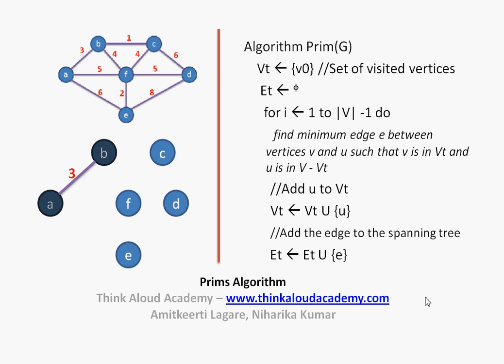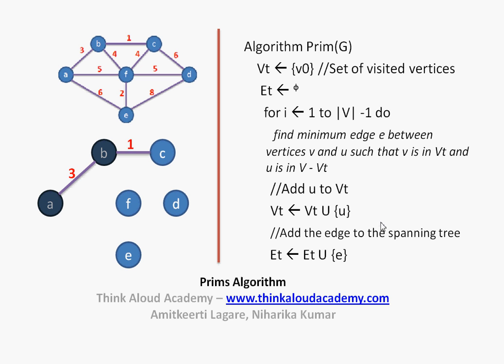So we will go up in the for loop and i becomes 2, and we will try to find a minimum edge from both these vertices. That's what it says here: find minimum edge E between vertices V and U such that V belongs to VT and U is in V minus VT. So our VT has now two vertices. So try to find the minimum edge from these two vertices to the vertices that have not been visited. In this case, it would be BC, which is 1. So from A and B, the smallest edge is BC, which is 1.